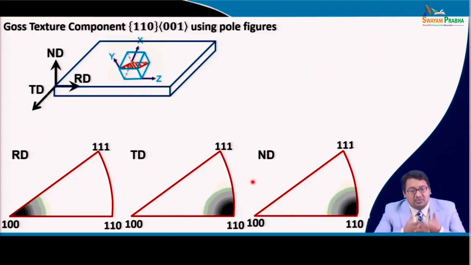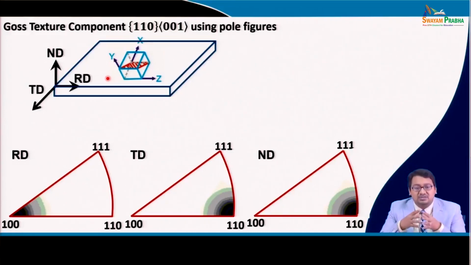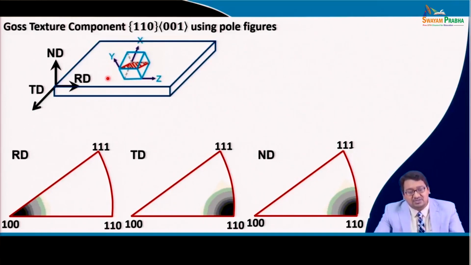Now, what will be the intensity point along the TD? You see that in this case also the TD is parallel to another 110, and one can find this out by using a cross product between the RD 001 and the ND 110 to obtain that TD is also along another 110, and therefore, the TD inverse pole figure shows the position 110.